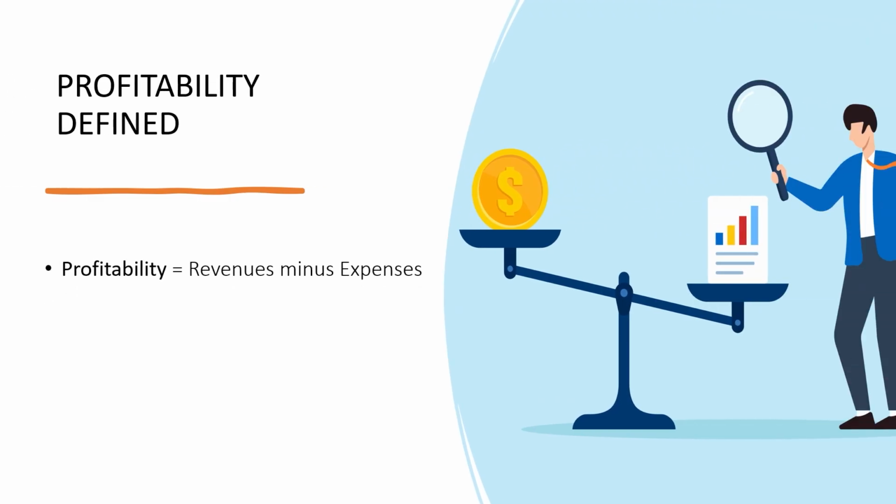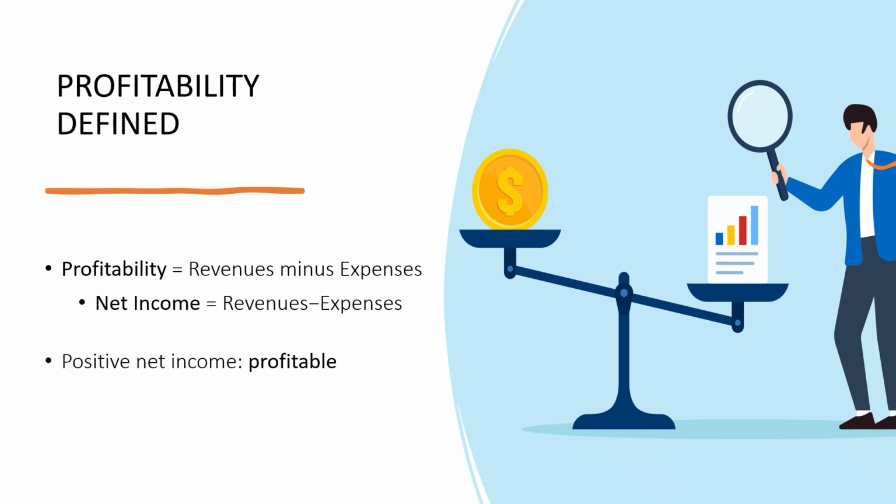Profitability is defined as revenues minus expenses, or what is left over of the revenues after subtracting the expenses associated with earning those revenues. When revenues are greater than expenses, the firm has positive net income and is profitable. Conversely, when expenses are greater than revenues, the firm has negative net income or a net loss and is not profitable. Net income is an essential measure of profitability, but there are other ways to measure profitability, as we will see when we dive into the ways we can dissect the income statement to learn more about the profitability of different aspects of a firm.